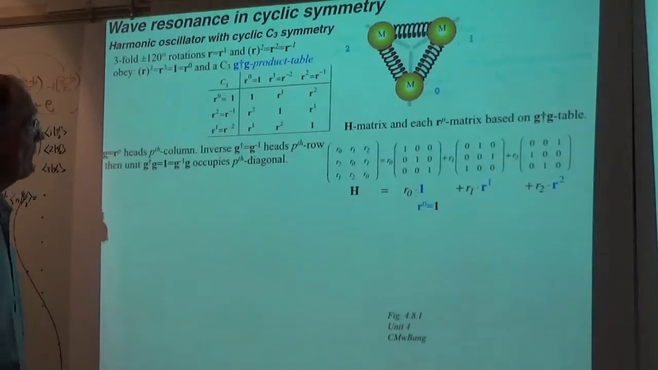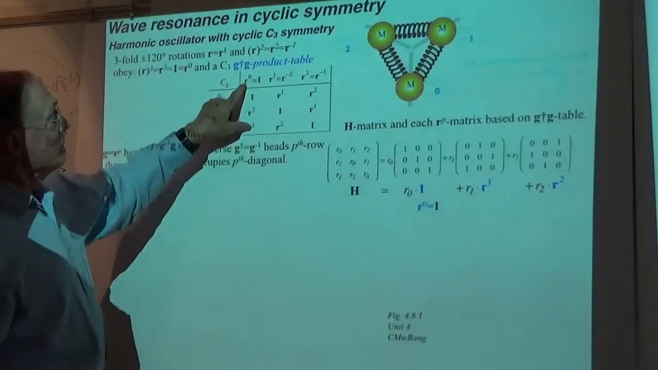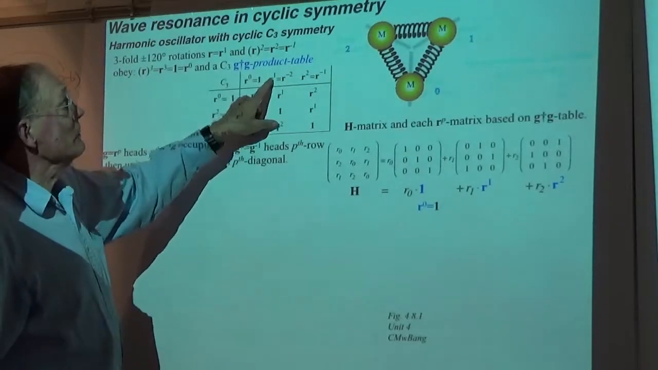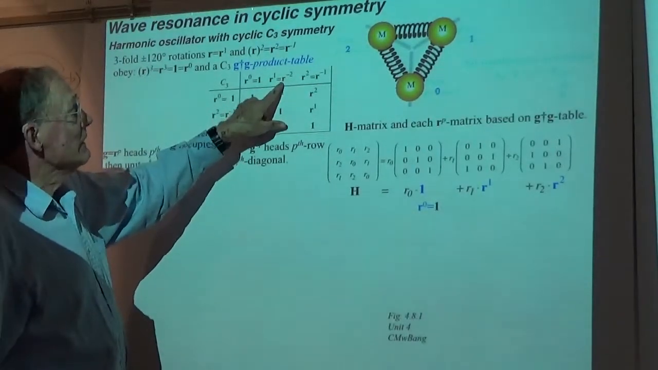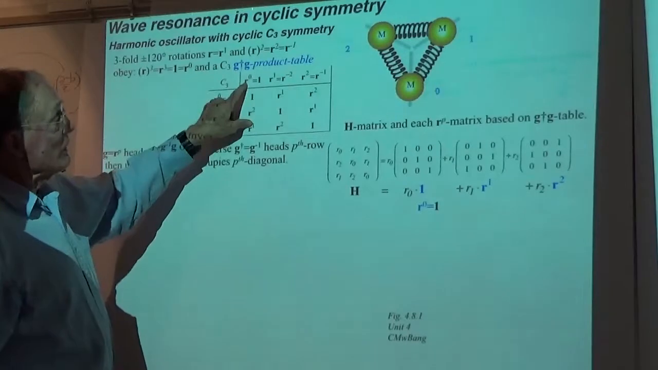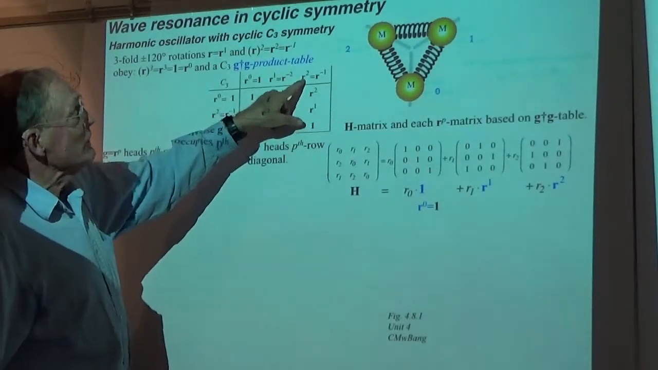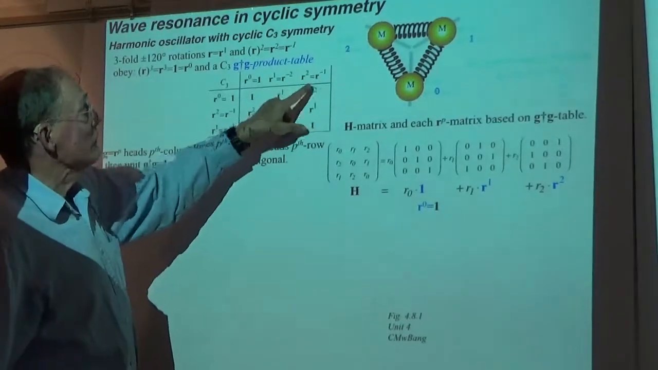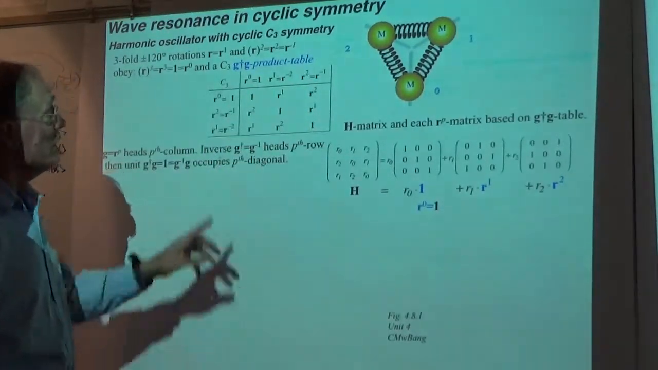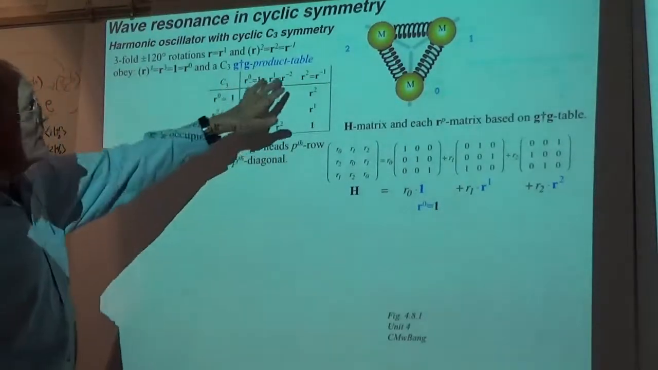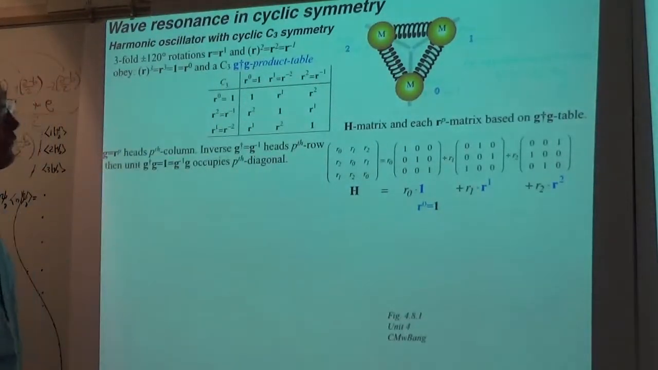And there are 3 operators here. R to the 0th power, where R is a 120-degree rotation. R to the 1st power, which is the same as R to the minus 2 power. And this one here is the same as R to the 3rd power. And this one right here is R to the 2, the same as R to the minus 1 power, the inverse of 120 degrees. So those operators just make a table that is gotten by adding their exponents modulo 3.